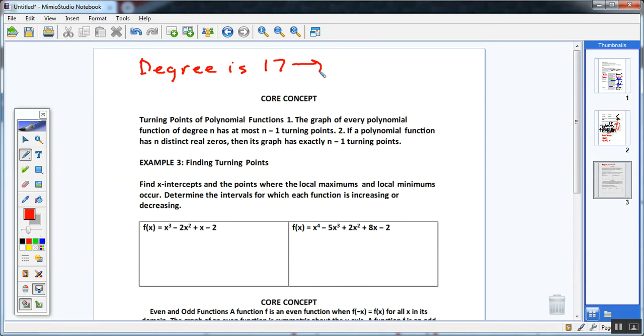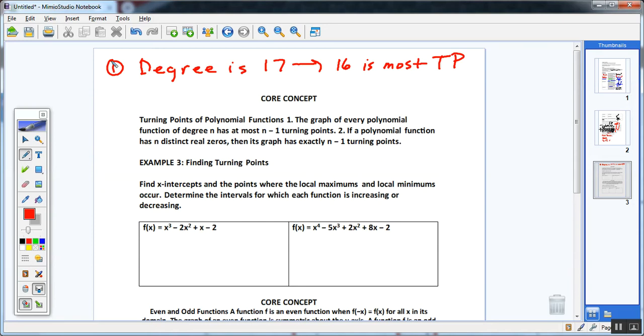16. Now it could have 16, but it can't have any more than that. It might have 14, it might have 12, it might have 1. It may not have a turning point. I don't know. But what this is saying is this. If I have a degree 17 function, then the most that you can have, 16, is the most. I'm going to abbreviate TP up here, most number of turning points it can have. That's what rule number 1 is saying about turning points of polynomial functions.